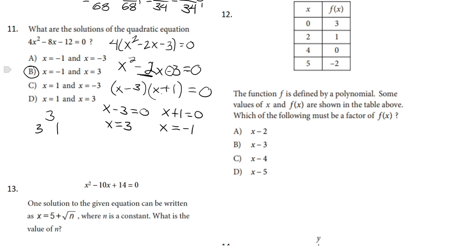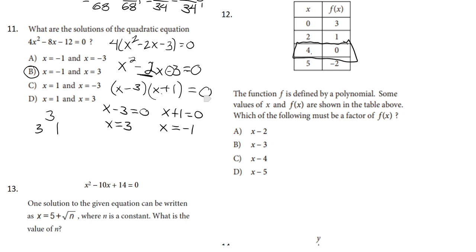For number 12, the question asks, the function f is defined by a polynomial. Some values of x and f of x are shown in the table above. Which of the following must be a factor of f of x? Remember that f of x and y are the same thing, and in order for it to be considered a factor, when we plug in an x value, it has to result in f of x becoming 0. So first we're going to look at our table, and we're going to see which value of f of x gives us 0. And that's going to be this ordered pair of 4, 0.